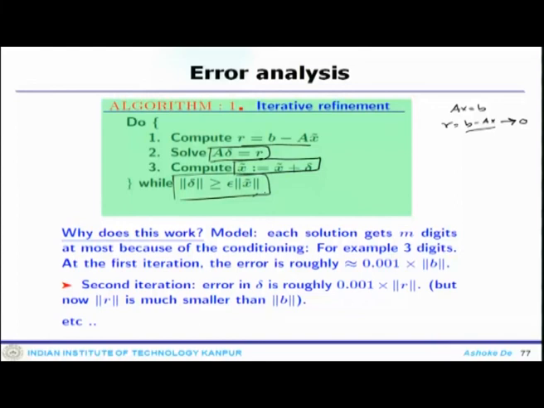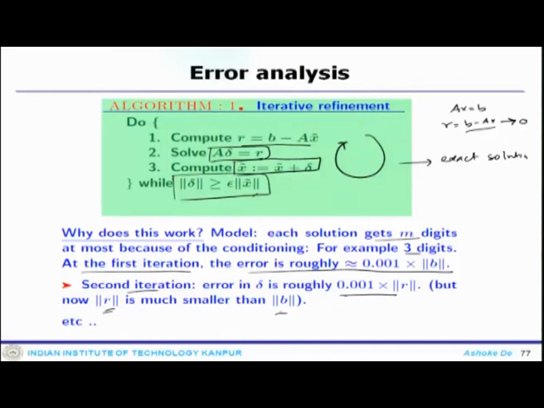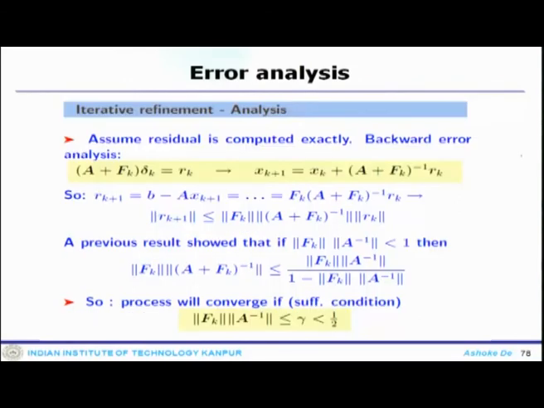So, why does it work? You get some digits at most because of the conditioning, for example 3 digits at the first iteration, where the error is roughly this. In the second iteration, the error delta would be like that, but now the norm of r is much smaller than the norm of b. So, slowly, while you keep doing this process, you move towards the exact solution and you can reduce the computational overhead by not doing the direct approach.